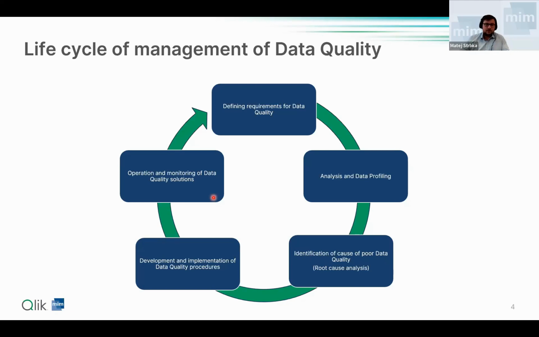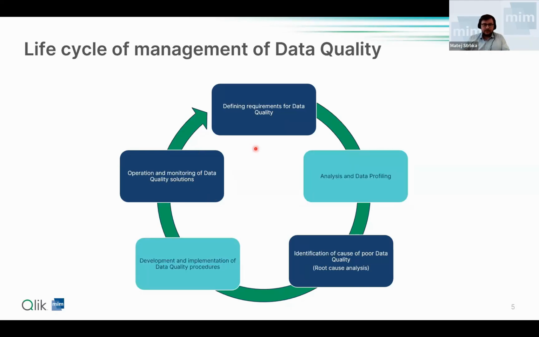And the final step is operation and monitoring of data quality solutions. It is the time when we monitor how the data quality is improving. Did it improve? Did the implementation of the procedure help our cause, or is it stagnating? And again, this circle starts over.